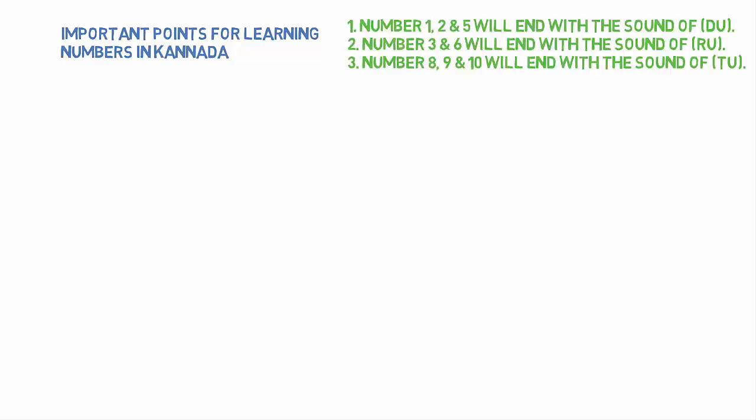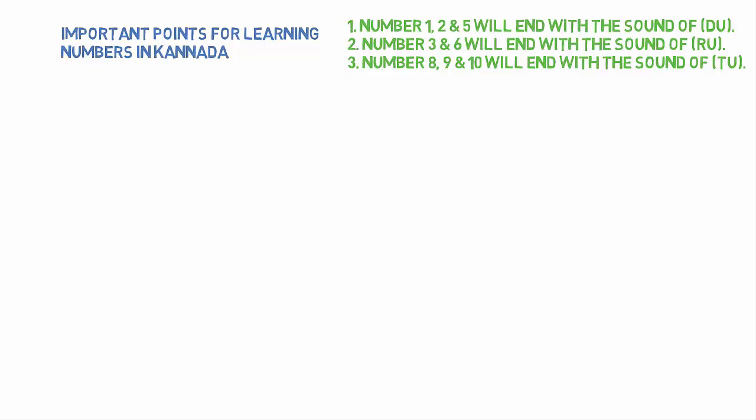Welcome back all. Numbers are made up of two components. The first are the letters which form the structure of the number and the second is the sound which is associated with that number. In Kannada, number 1, 2 and 5 ends with the sound of du, du, du. Number 3 and 6 ends with the sound of ru, ru, ru. And number 8, 9 and 10 ends with the sound of tu, tu, tu.